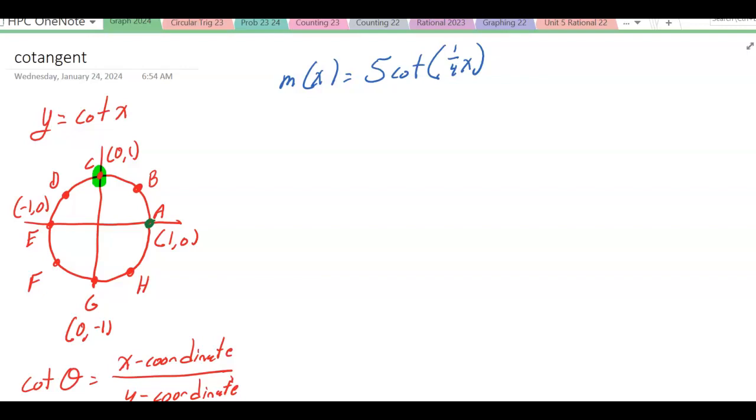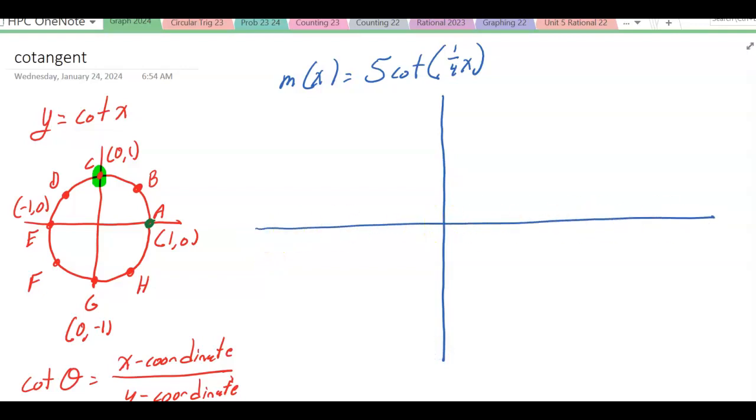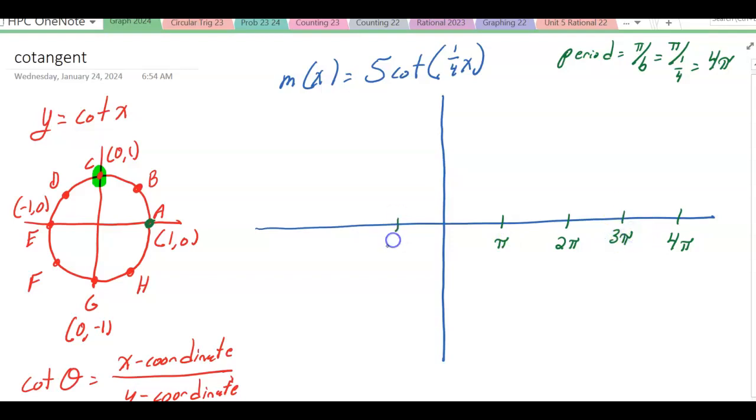Hello, honors pre-calculus students. Today's learning target is to draw m of x. So I'm going to draw an axis. So we know that the period is pi over b, which is pi over 1/4, which is 4 pi. So I'm going to go out to 4 pi. I'm going to cut that in half, and I'll cut that in half, and then I'm going to put the 3 pi. I'll also go in the negative direction.